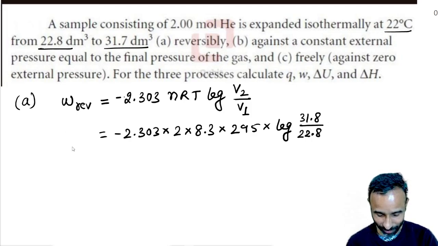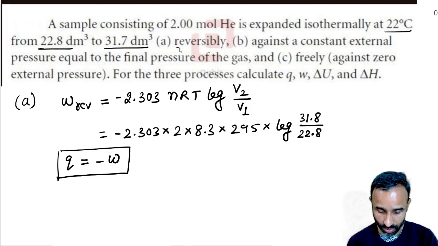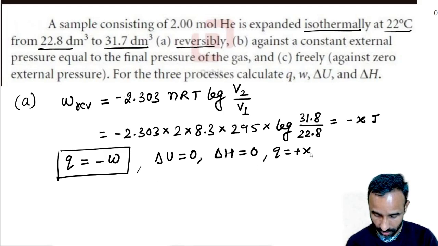Next is your calculation. Now what is Q? It is minus W, because it is reversible and isothermal. So delta U is 0, both are 0. So Q, yes, so minus W is minus X, whatever joule, okay, and Q is plus X joule. Okay, so this is the first part.